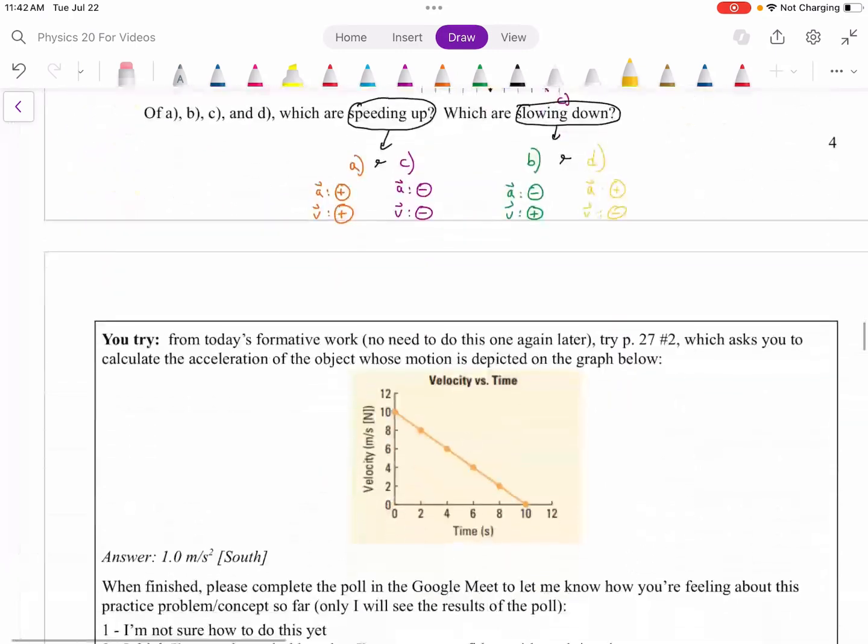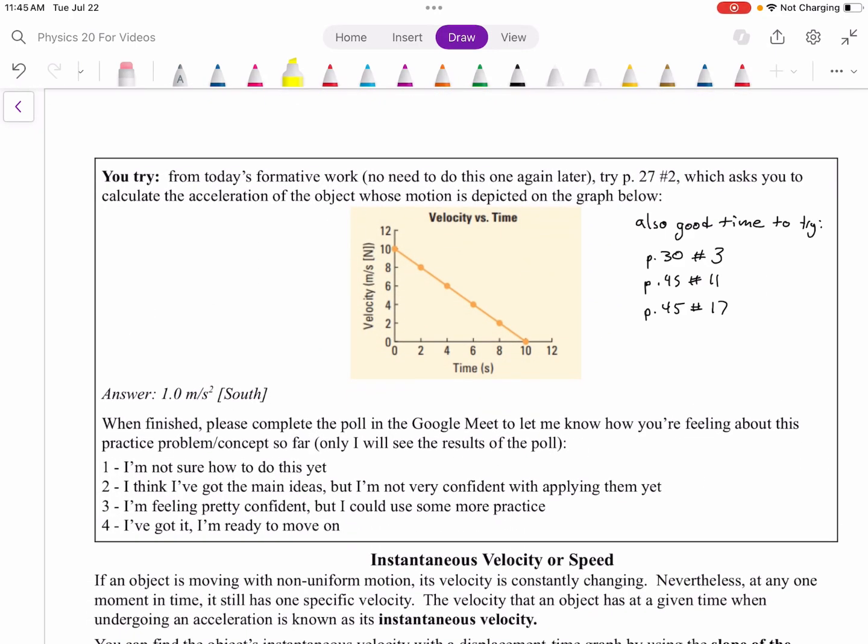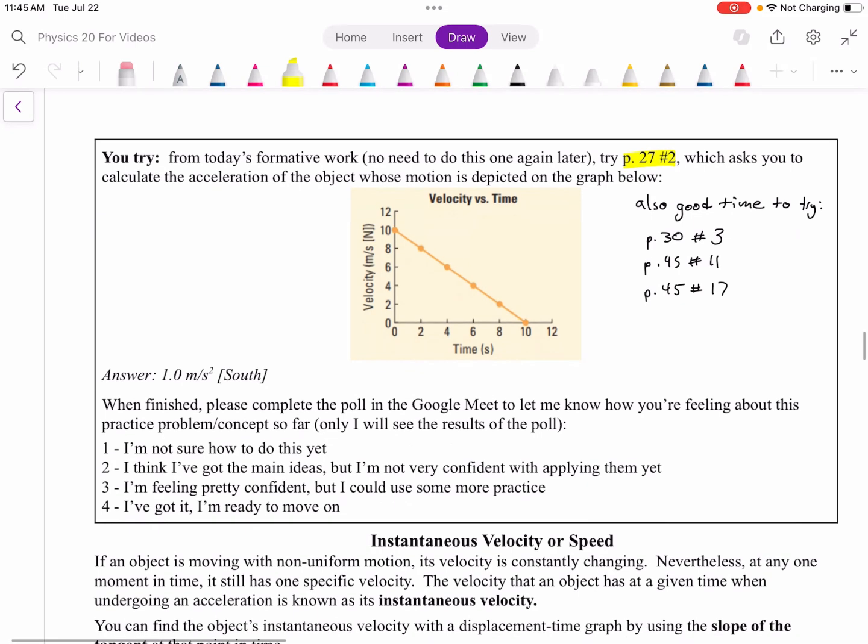All right, now it is your turn. So go ahead and pause the video and try this one out. Page 27, number 2. This is from your assignment, okay? Make sure you're using your graphical analysis steps. Compare to the answer there. You can also see the solutions that are posted, okay? At the very least, do this one. But if you're wanting to get a little more practice before coming back to the video lesson, this is also a good time to try these from your practice assignment, okay? You can wait to the end.